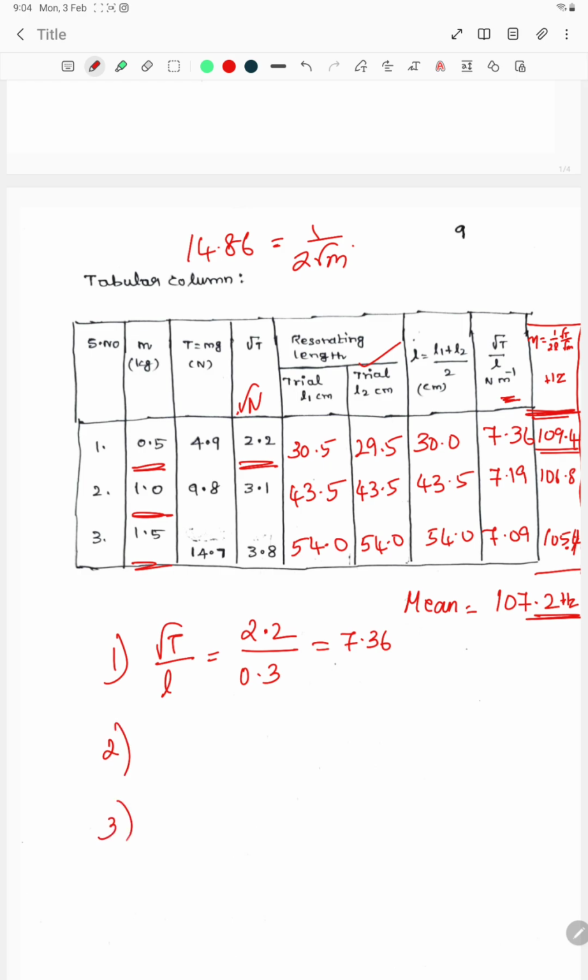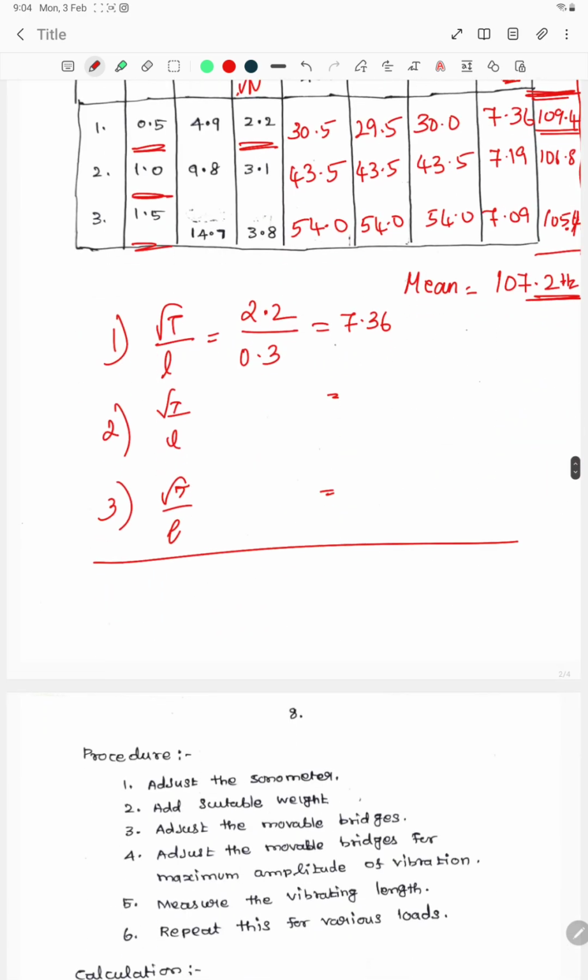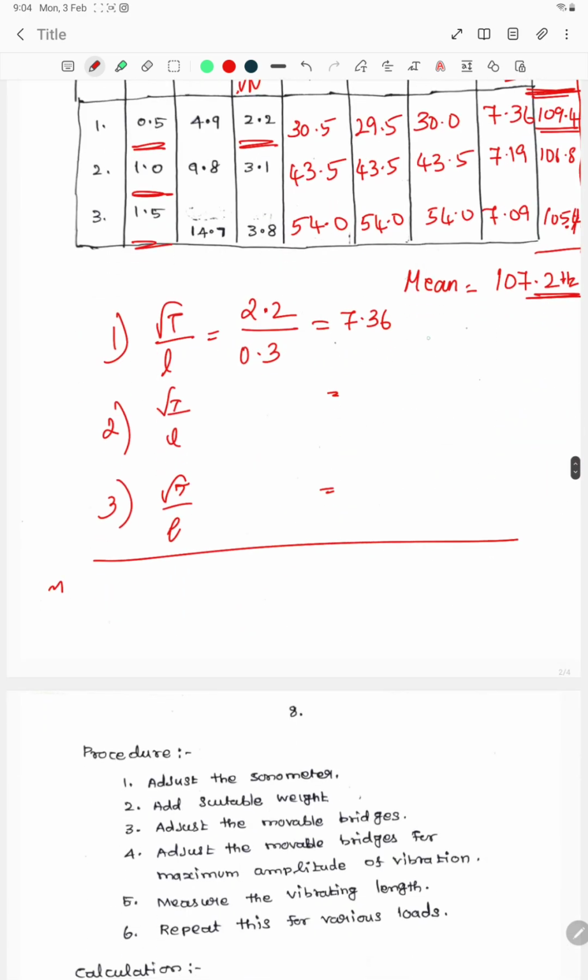After you have calculated root T by L for the three readings, you have also calculated the eta value for the three. Eta is the frequency. And finally, this is the frequency of the sonometer. So the frequency of the AC mains will be the frequency of the sonometer divided by 2. So that will be 107.2 divided by 2, which is equal to 53.6 hertz.